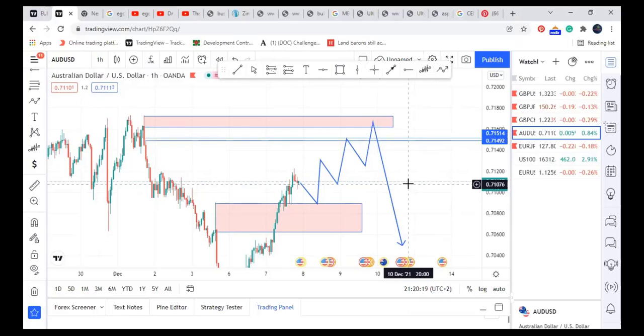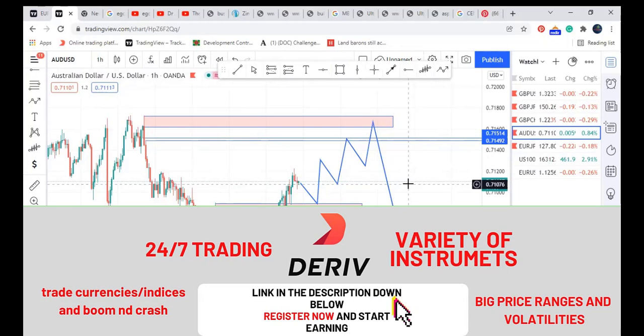Yes. So by now you should know most of us trade more Deriv than Forex.